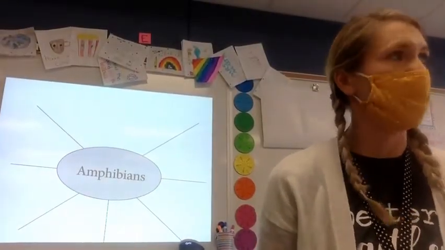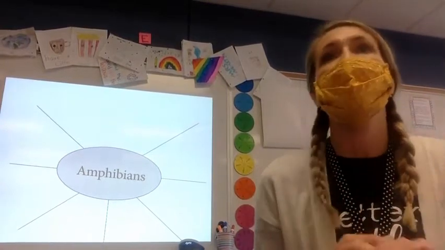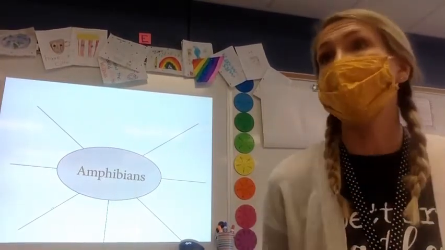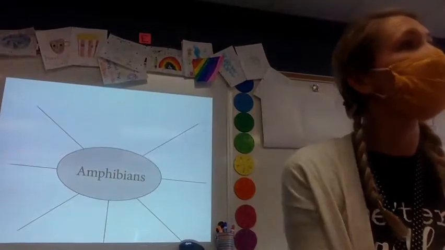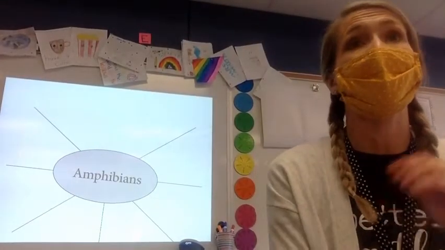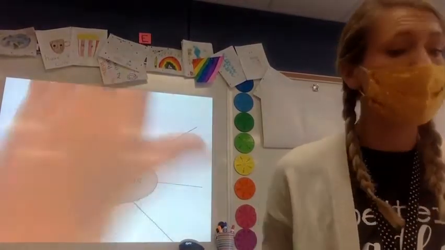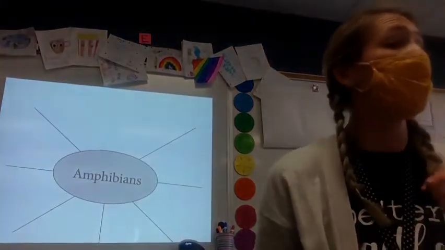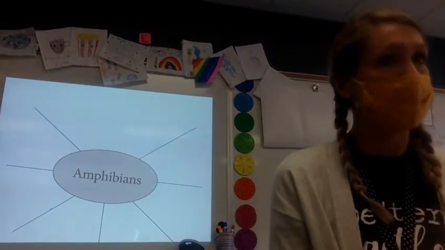Yesterday it was a fish: backbones, fins, gills, cold-blooded. Those were characteristics of a fish. Today, we're going to fill this out for characteristics of an amphibian. We're going to go through our reading, and we're going to read chapter 7 today. Sound good?